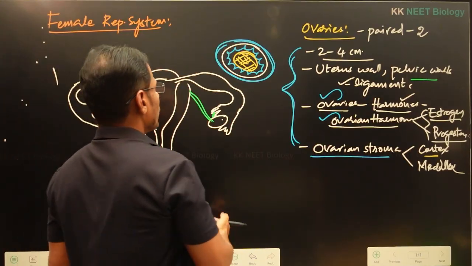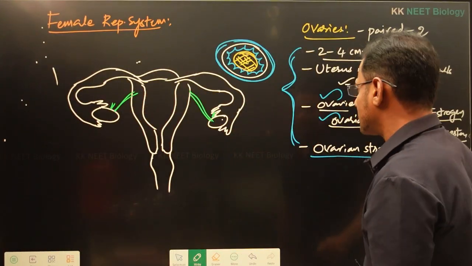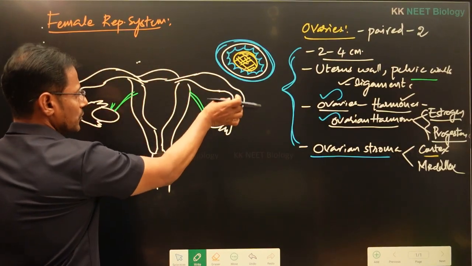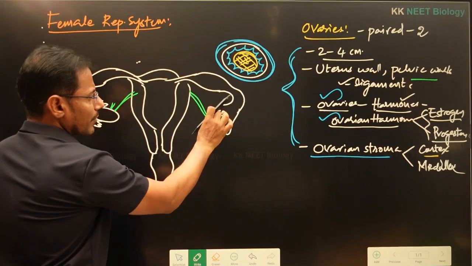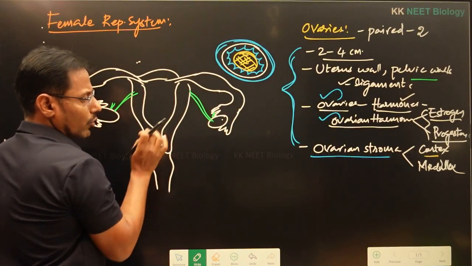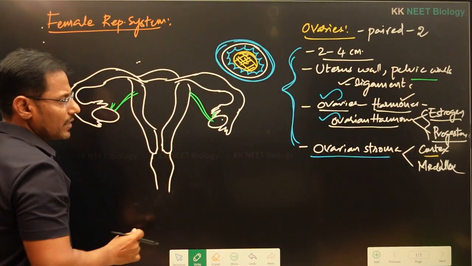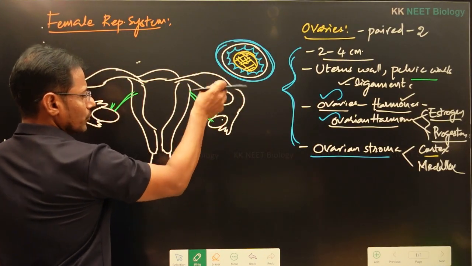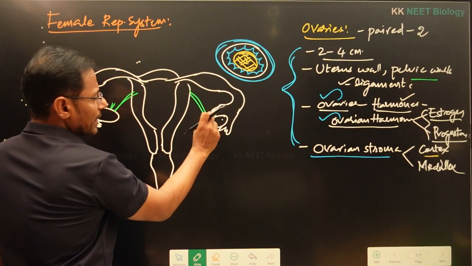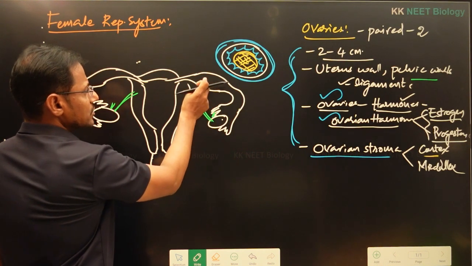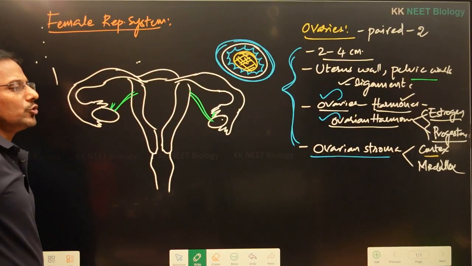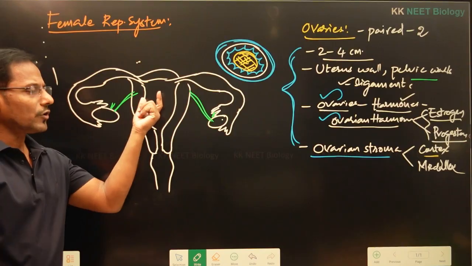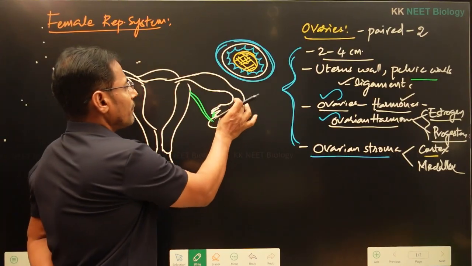Next we are going to discuss the fallopian tube, or oviduct. This is the fallopian tube, which originates from the peripheral region of the ovary. This oviduct, or fallopian tube, starts from the peripheral region of the ovary and opens into the uterus. This is the uterus; in general language we call it the womb. So this is the fallopian tube.